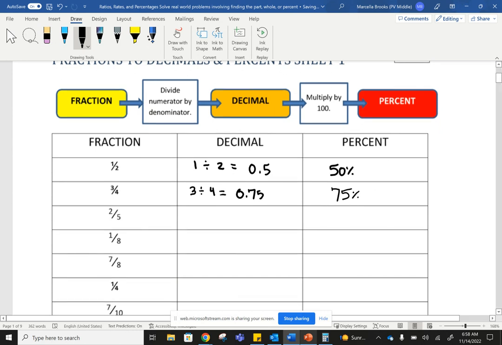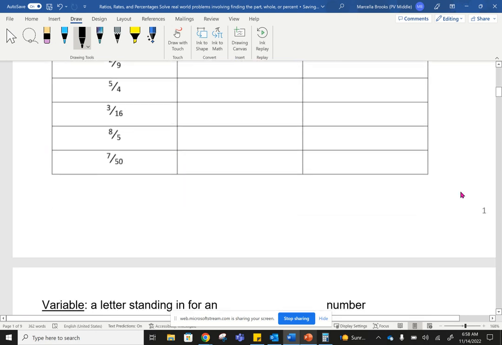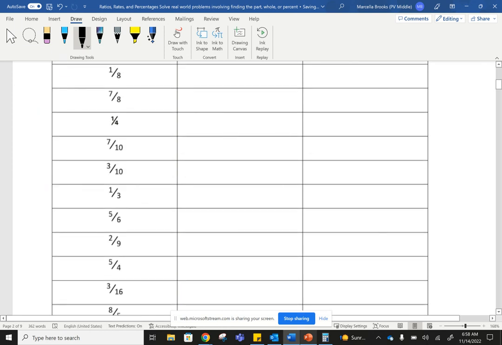All right, so I want you guys to do the rest of these. Follow this up here if you don't remember how to do it. Let me check this before you move on to the next part.